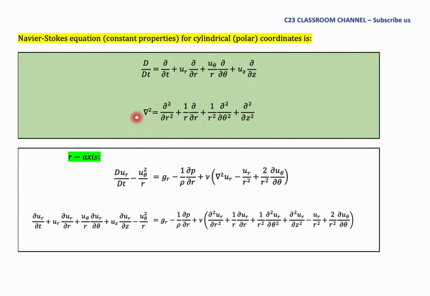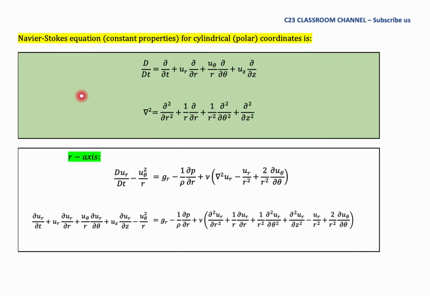And this is nabla, and for nabla square here, it is equal to del square over del r square plus 1 over r del over del r plus 1 over r square del square over del theta square plus del square over del z square.